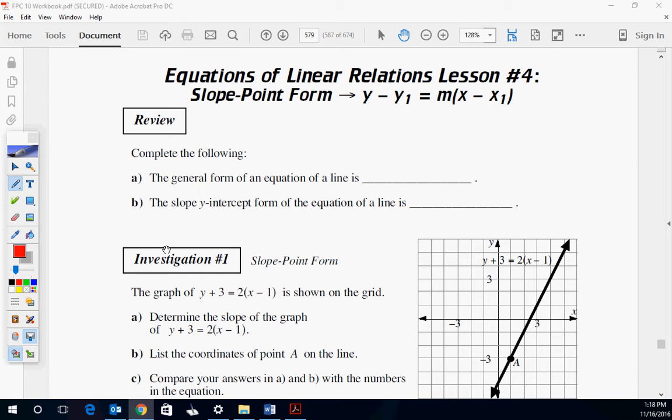Our Unit 4, Lesson 7. Again, I know it's all broken up weird. It says Lesson 4 up there, but we did 3 prior to this section, so this is Lesson 7 for us. So complete the following. What is general form? So we've talked about this.